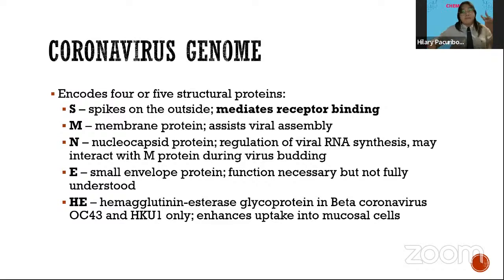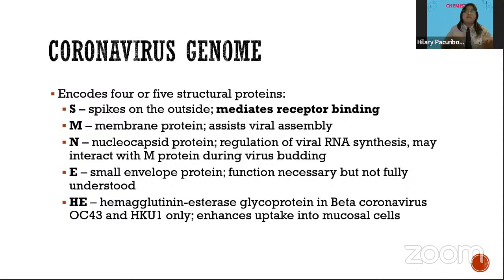Number 2, the membrane protein assists viral assembly. The M protein, a transmembrane glycoprotein type 3, is the most abundant protein on the surface of the virus, which is the one giving its shape. Number 3, the nucleocapsid protein serves for the regulation of viral RNA synthesis. It may interact with the M protein during virus budding. So, N protein functions in attaching and assembling the viral RNA genome to a long nucleocapsid structure.